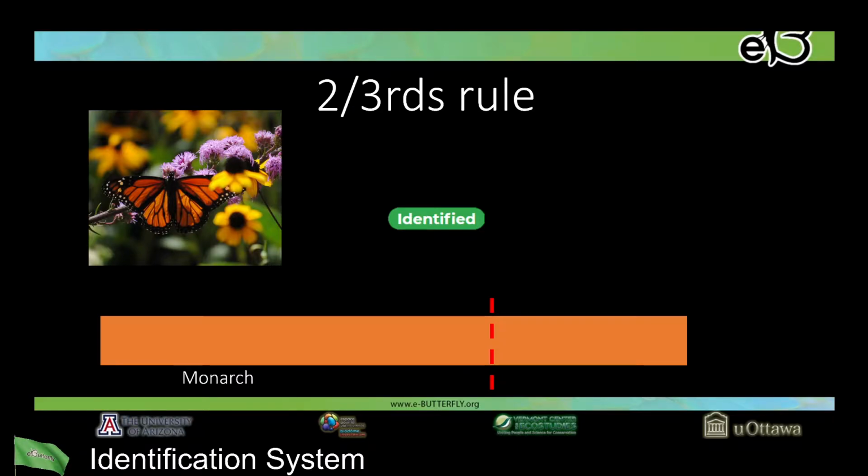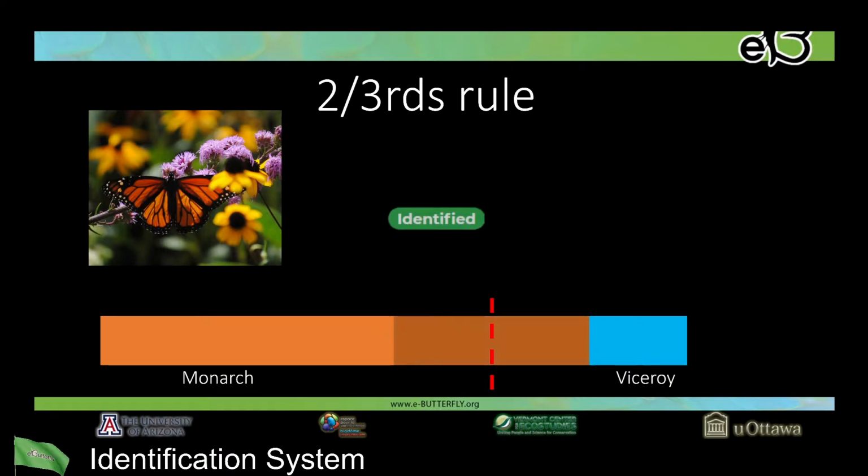Now, maybe another user came and said that, nope, this is not a monarch, this is a viceroy. So half, meaning myself, says that it is a monarch, and half says that it is a viceroy. So we are disagreeing in that. But we have to remember, monarchs and viceroys, they have the same genus. So we still agree on the genus. So my record now gets this tag, genus identified, meaning that we still have to decide which species it is, but we at least know that it is a Danaeus in this case.